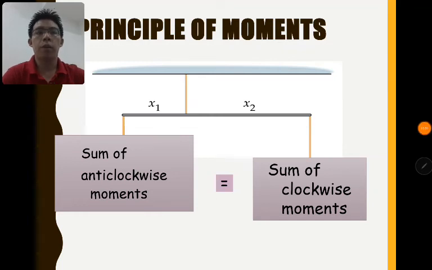Okay, next we're going to look at the principle of moments. Earlier we talked about moment, which is defined as the force times the perpendicular distance from the line of action of the force to the pivot, or to the point where it is taken as the point of moment. Then after that we look at the torque. Torque is defined as one of the forces times the perpendicular distance between the two forces.